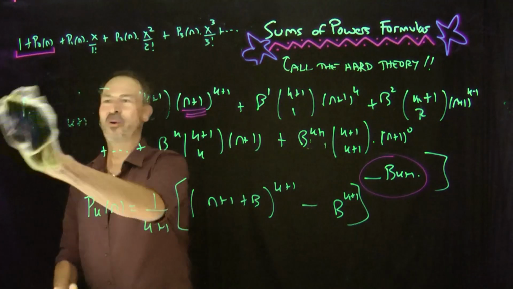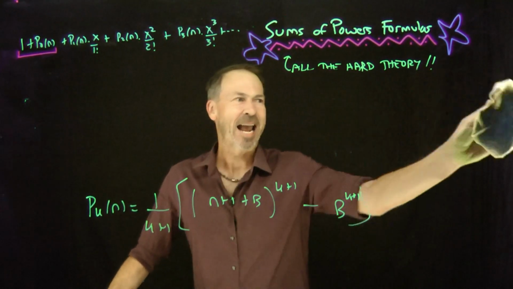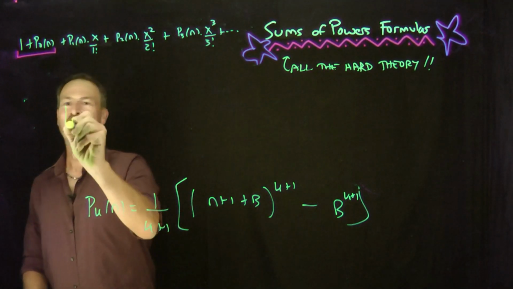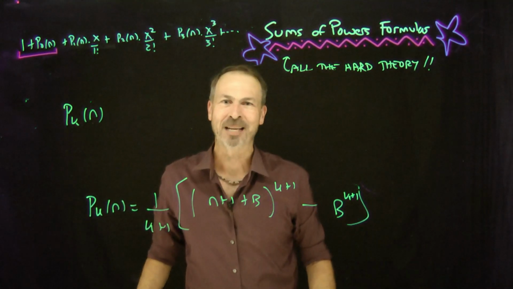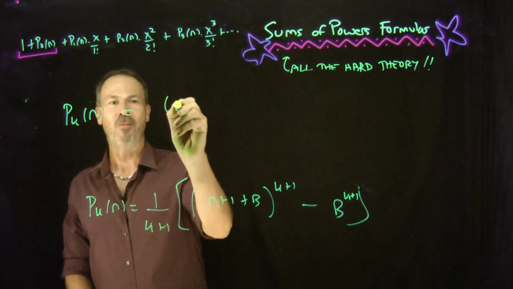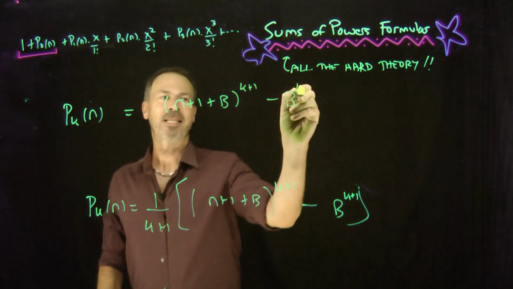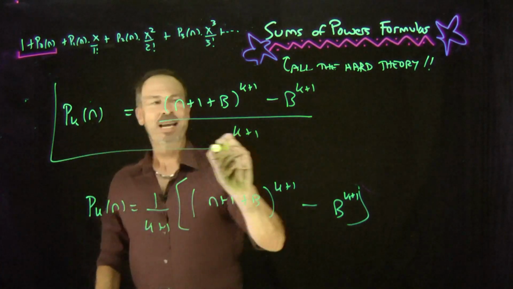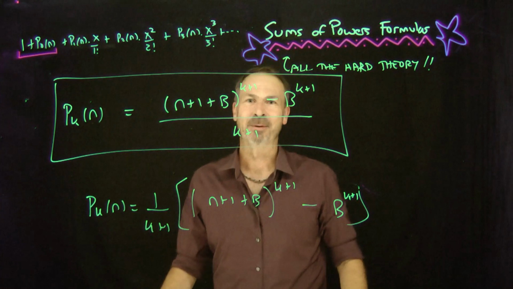Whoa, whoa, okay. Now I don't actually have all the numbers b in our head, but here's the thing. This is stunningly beautiful. The sum of the first kth powers, 1 to the k plus 2 to the k up to n to the k, is essentially of the form n plus 1 plus b to the k plus 1 minus b to the k plus 1, all divided by k plus 1. There is a stunning formula. An absolutely beautiful formula for the sum of the powers.